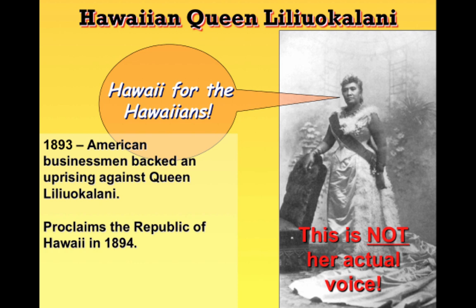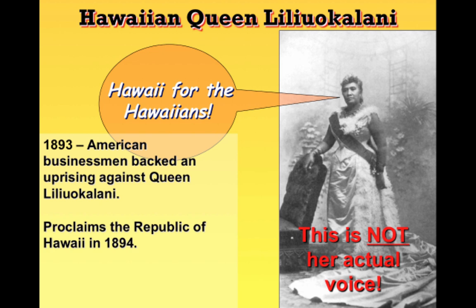In 1893, American businesses rise up and overthrow Queen Liliuokalani. She's removed from power. A republic is set up, and a constitution is created in 1894. Hawaii is turned into a republic. We do not annex it. We do not take it over right away.